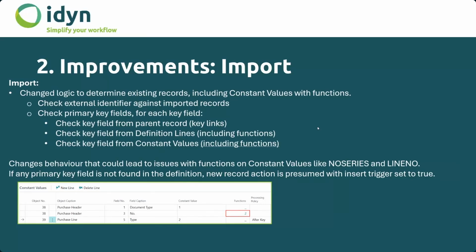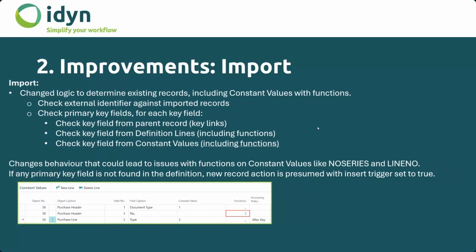In this example, purchase header would not have a parent record, but once we process the purchase line, it would make sense if we have key links between the purchase header and the purchase line. So we don't need to specify once again what the document type and the document number are, because we already know that from the parent record, in this case, the purchase header.